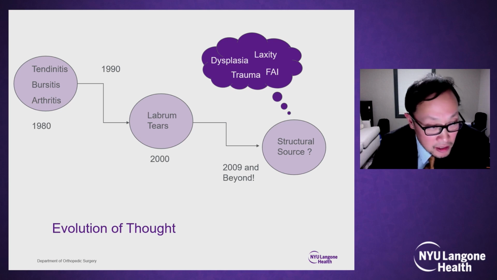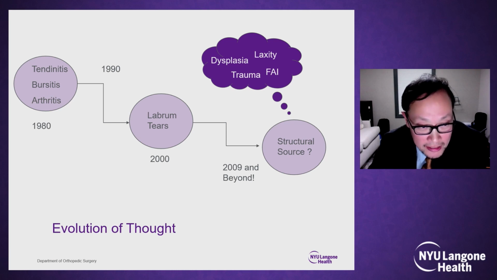Everybody with labral tears and hip pain in young adults back in the 80s, they were told they had tendonitis, bursitis, or arthritis. As imaging got better, 90s and 2000s, we recognized something called a labral tear inside the hip. And somewhere between 2000 and 2010, we started developing techniques as far as fixing the labrum.